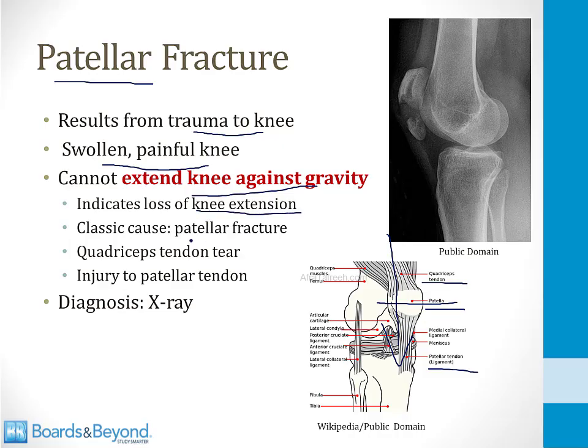The classic cause is a patellar fracture, although you can also see this if there's a tear in the quadriceps tendon, and you can also see this if there's injury to the patellar tendon. And it's usually diagnosed by x-ray. This is a picture of a patellar fracture on the top right side of the screen here. You can see that the patella bone, which is on the left side of the image, has a fracture down the middle. And that concludes our video on the knee.